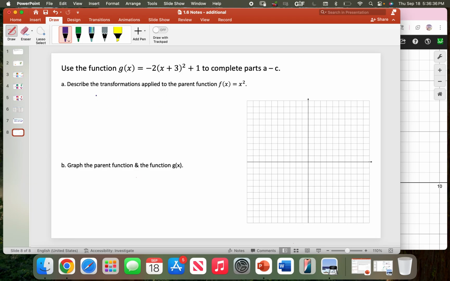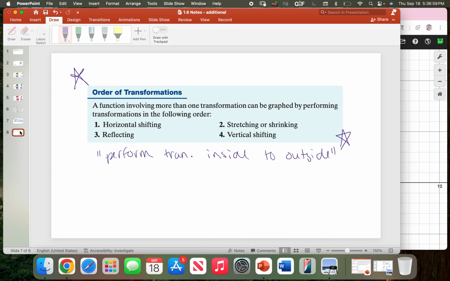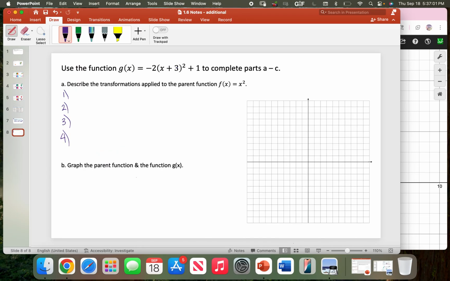So when we put all of these things together, the first thing we're going to want to look for is what are the different types of transformations. Here we're going to have 1, 2, 3, 4, so we'll have one of each. And then how do we apply them on the graph, or how do we make a table of values so that we can figure out the points? Working inside out, or in the order that we're given here, our horizontal shift comes first. So we're going to move everything to the left 3.